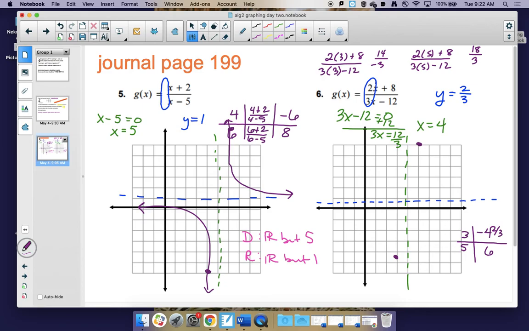And again, I don't really have a way to check if I'm in the correct sections. The positive negative thing doesn't work, but I am in opposite sections. So as long as this math is accurate, just go ahead and go towards the green, towards the blue. If you end up not in opposite sections, something went wrong. Domain is all reals but 4. Range is all reals except 2/3.